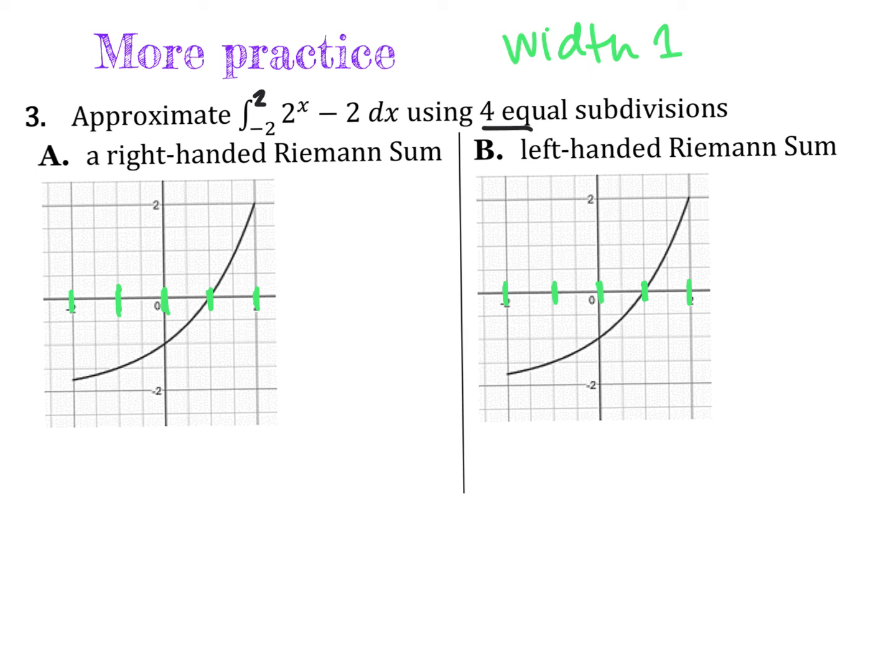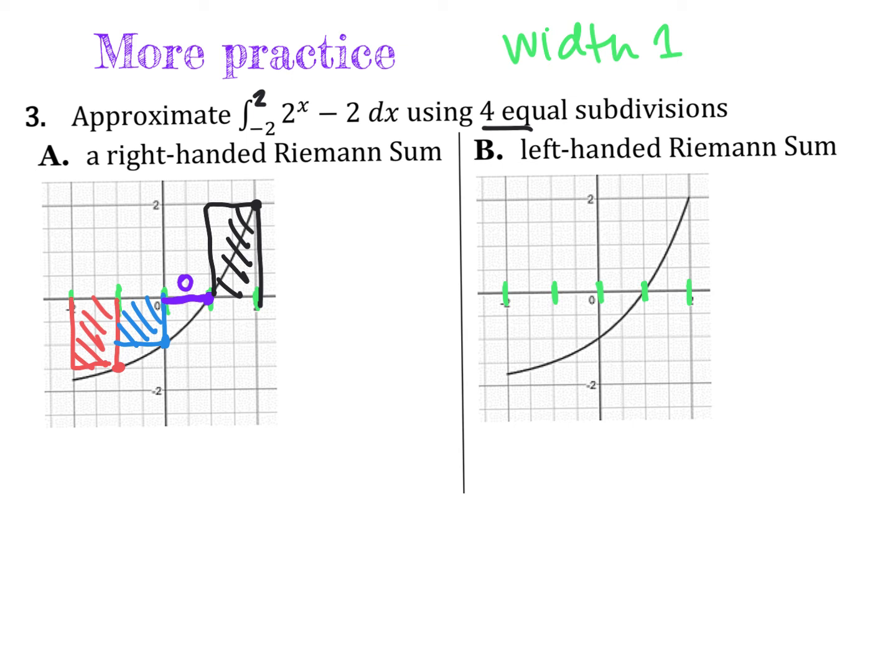Okay, if I'm doing right-handed rectangles, then I'm going to use the right-handed point of each rectangle as the height. So here's this rectangle. Here's this rectangle. I'm going to use the right-handed point as the height here. This rectangle is going to have an area of 0. And then last but not least, this rectangle over here.